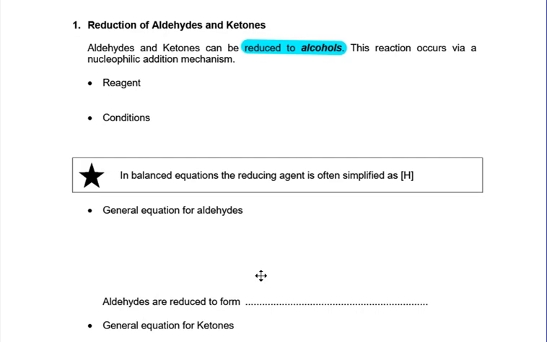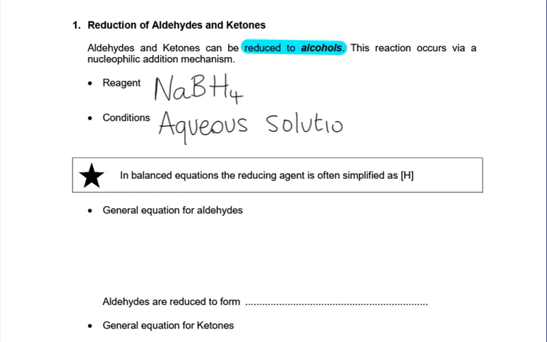Now our reagent is called sodium borohydride. Okay, so we've got a hydride ion in there. Hydride ion is an H- ion, and it's that H- ion that's going to be our nucleophile, our electron pair donor. And the conditions that we're going to be using are that we're going to use this in aqueous solution. It's really important that we remember that condition.